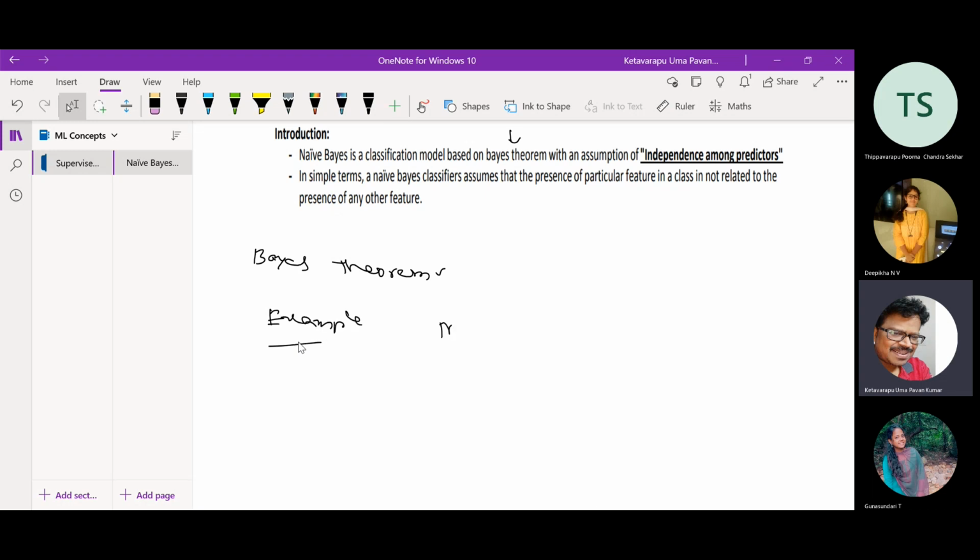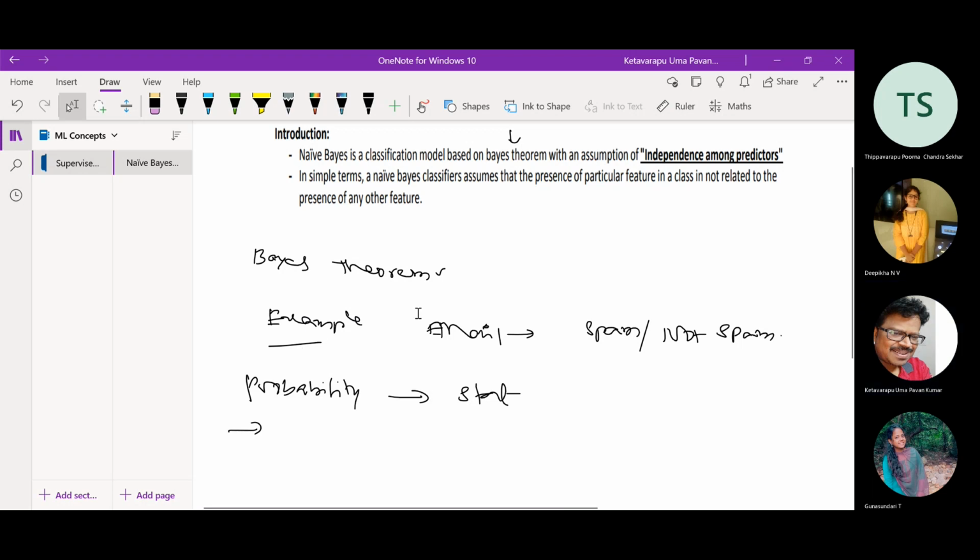Like in an email, suppose I'm having some email and I want to find out whether that mail is a spam or not spam. Okay, so this case study involves all these mathematical aspects also. Like the probability aspects related to the stats, all these things will be seen. So, let us see what is the basis for the Naive Bayes theorem.